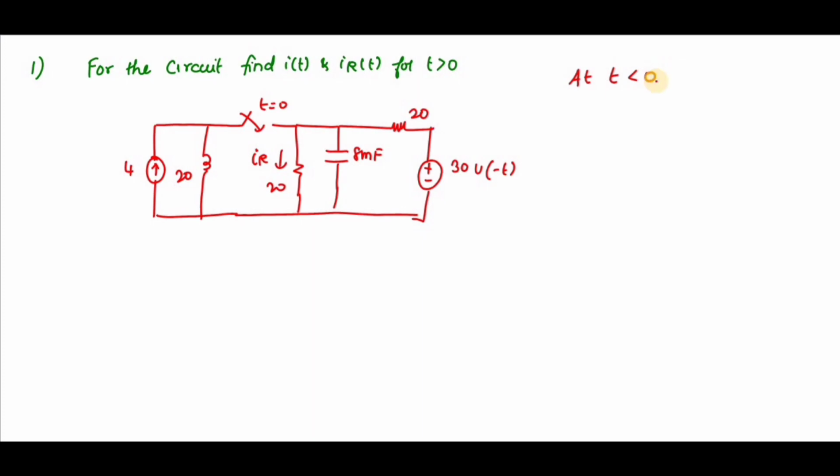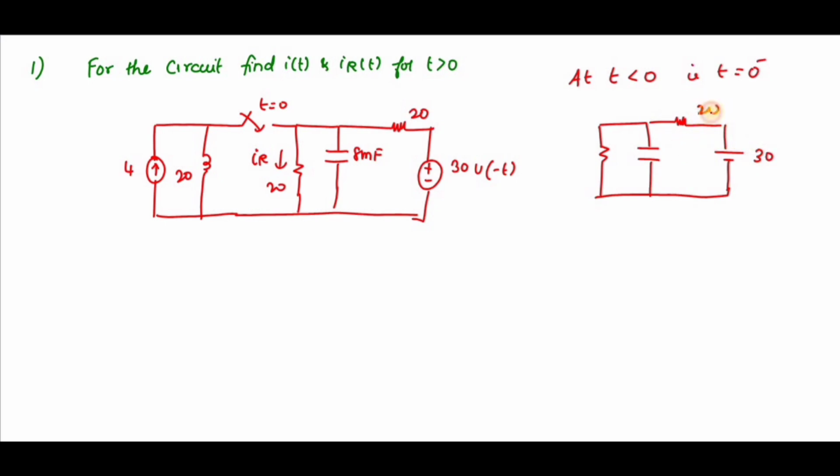So what is the initial condition for t less than 0? For t less than 0, I need to find the value of the current passing through the inductor and the voltage across the capacitor. For that, a capacitor has to be open circuit, and an inductor has to be short circuit. So at t equal to 0 minus, the circuit will look like this, because the 4 amp current source is not connected to the 20 ohm resistor.